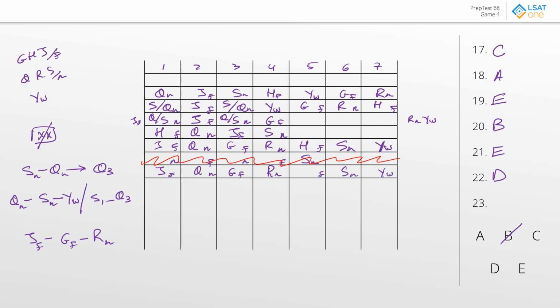This takes care of it. And then whoever's left over, H, would have to go into 5. And that would have been enough to prove the answer. Best answer to question 23 is C.